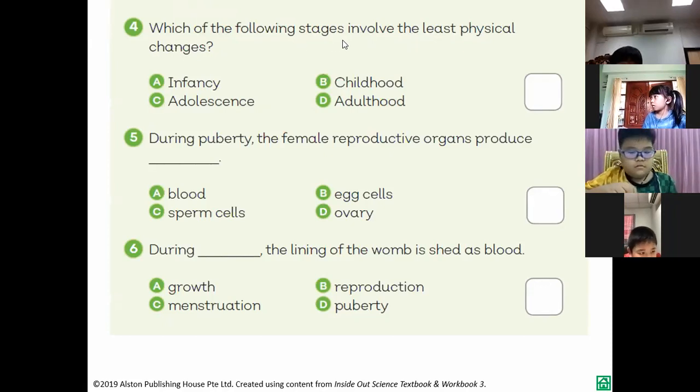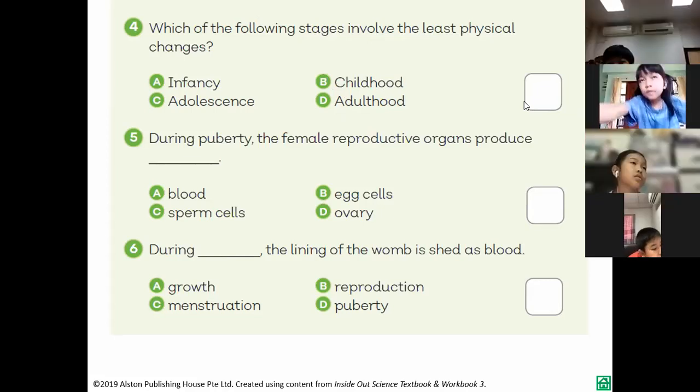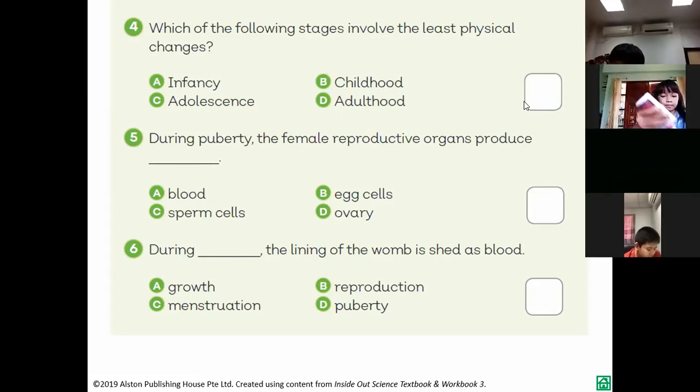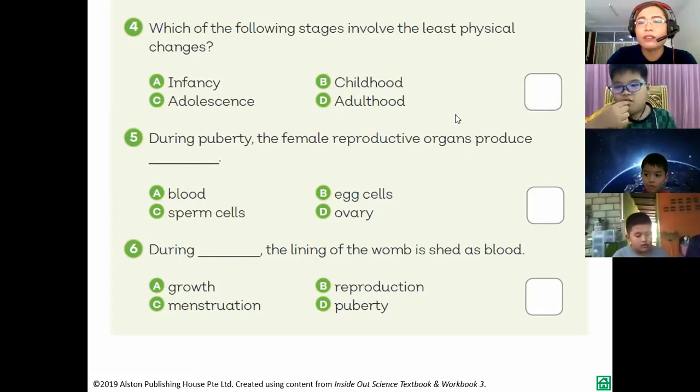Which of the following stages involve the least physical changes? What do you think is the answer, class? The least physical changes, meaning to say small or less changes in the physical appearance. A, infancy, B, childhood, C, adolescence, or D, adulthood. What do you think? A, B, C, or D? Any guess? D. Letter D. So the answer is D, adulthood. Okay. Now number 5.